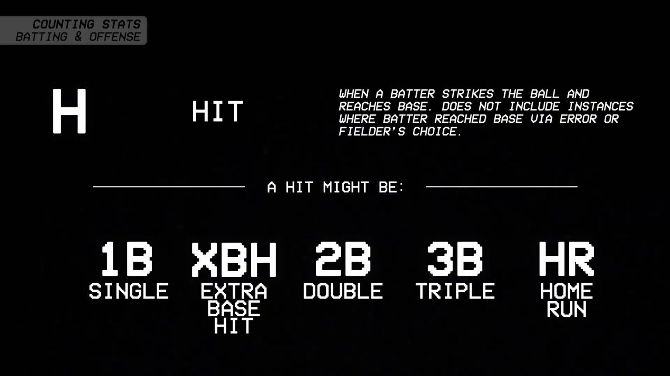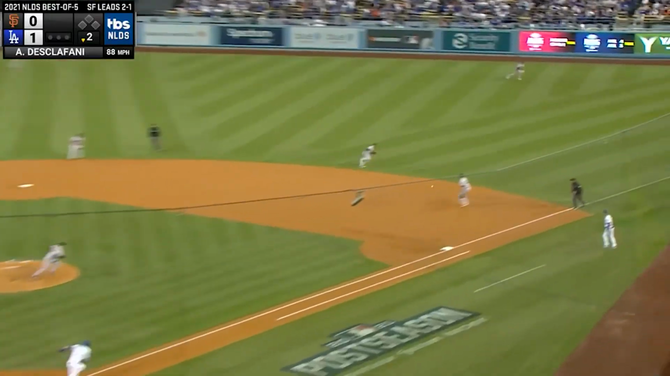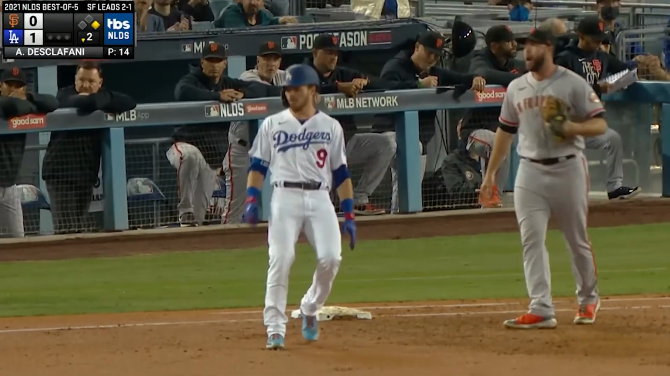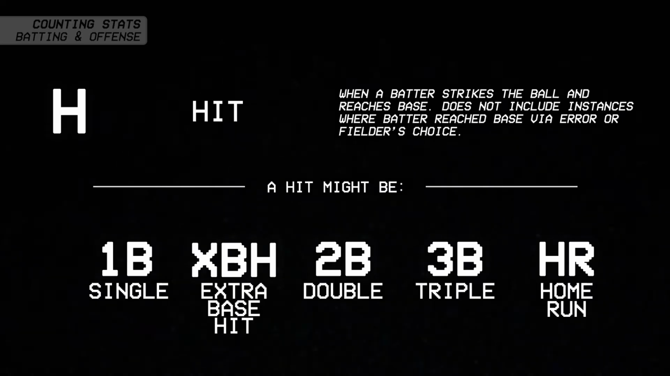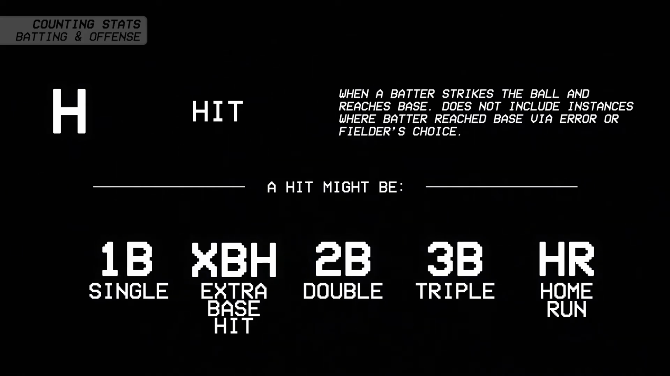Each time a batter gets a hit, the type of hit is recorded. So it might be a single if the batter reached first base, or it might be an extra base hit. And these include doubles, where the batter made it as far as second base, triples, where the batter made it as far as third base, or home runs, where the batter made it all the way around the bases.